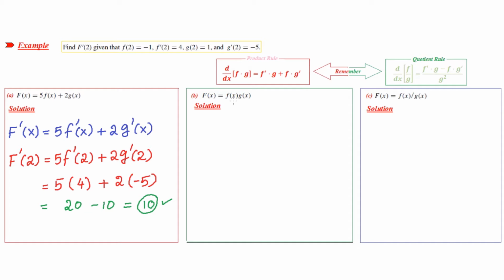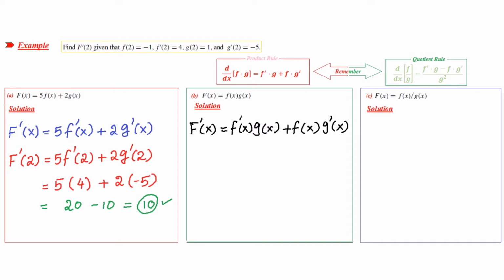For part B, we have f of x multiplied by g of x, and you have to find also f prime of 2. So we have a product here. We have f of x multiplied by g of x, so you have to use the product rule. So f prime of x equals f prime of x multiplied by g of x plus f of x multiplied by g prime of x.